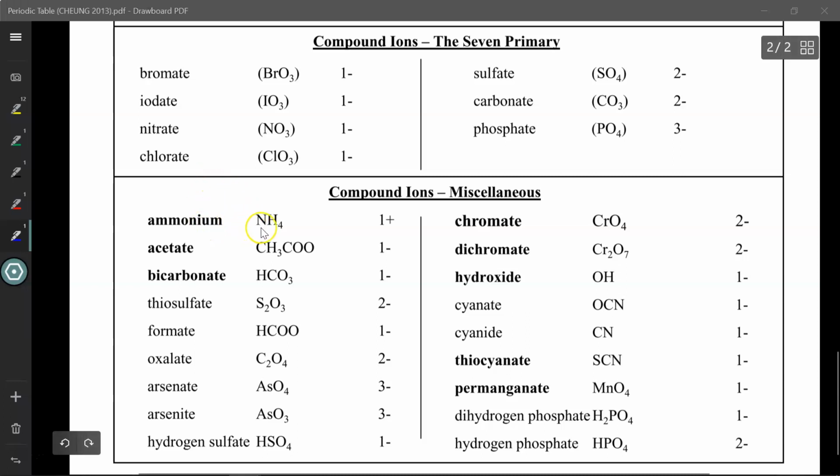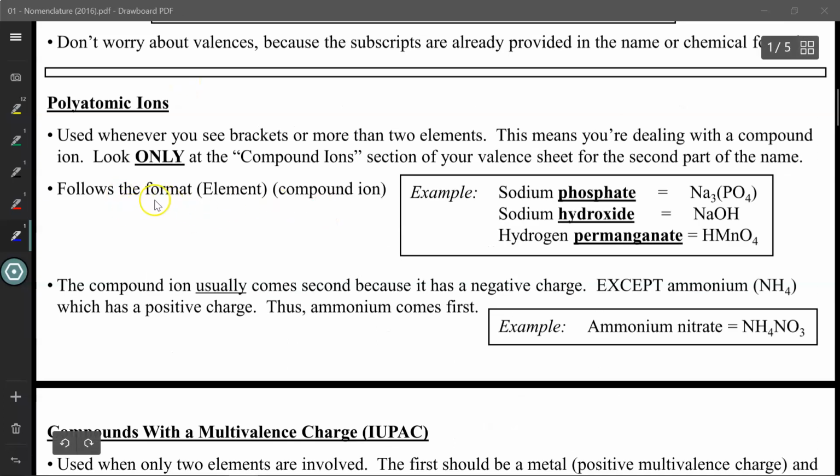Now, most polyatomic ions will have an ATE suffix, however some of them do not, like ammonium for instance. A single nitrogen bonded to 4 hydrogens with a 1+ charge, or hydroxide, an oxygen bonded to a hydrogen with a 1- charge. So there are a few exceptions here and there, but for the most part they do end up with an ATE suffix change. So, in general their format follows element, compound ion name. Remember that the positive ion, the metal, generally will not change its name. So sodium didn't change its name, first element. Hydrogen didn't change its name, first element. But the second one is the compound ion name, the phosphate, the hydroxide, the permanganate.